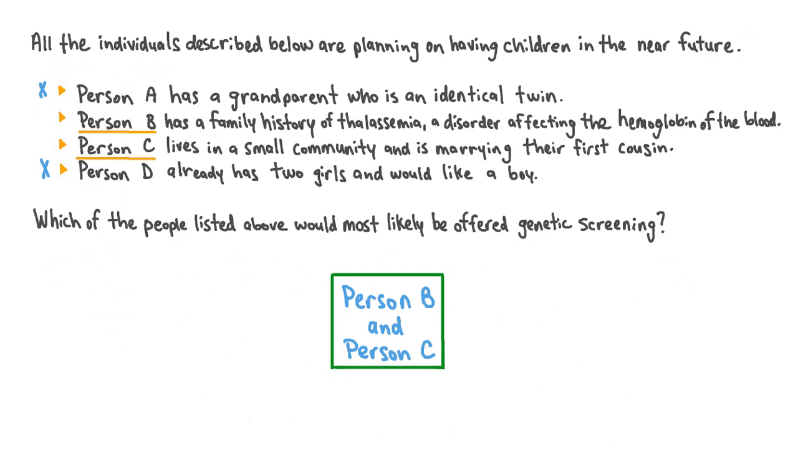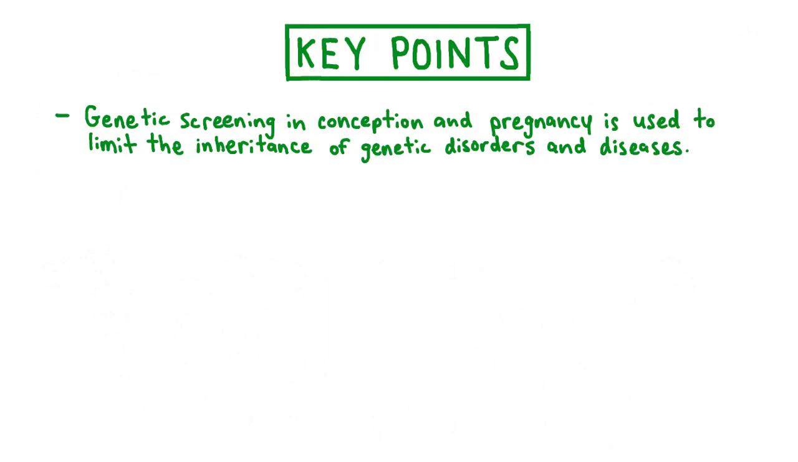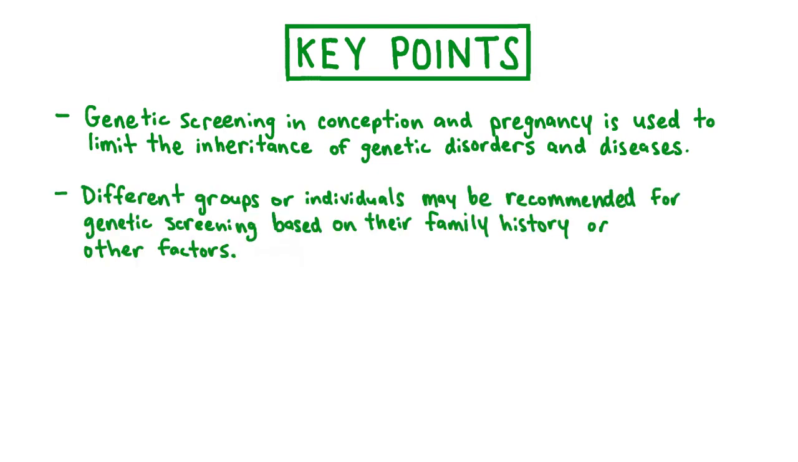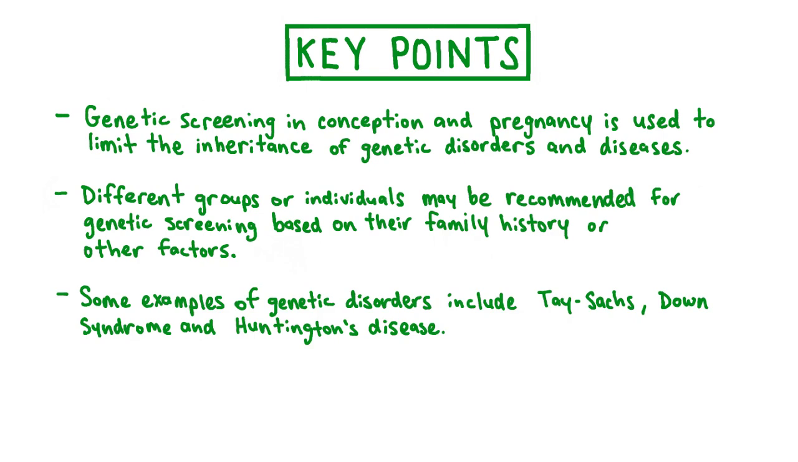Now let's take a moment to go over the key points that we covered in this video. Genetic screening in conception and pregnancy is used to limit the inheritance of genetic disorders and diseases. Different groups or individuals may be recommended for genetic screening based on their family history or other factors. Some examples of genetic disorders that can be screened for include Tay-Sachs, which is screened for before pregnancy, Down syndrome, which is screened for during pregnancy, and Huntington's disease, which is screened for after pregnancy and typically much later in life.